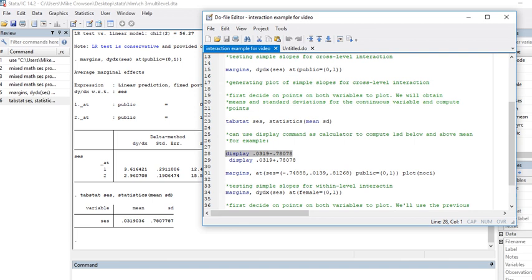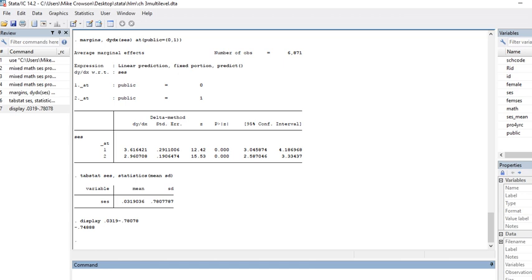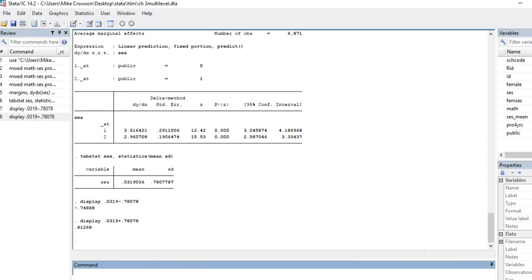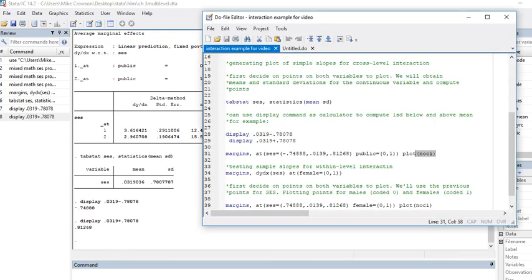So I'm just going to use the display command. I typed in this value right here and then minus this value right here, and this is going to get me the value at one standard deviation below the mean, which is negative 0.749. And then above, it's just putting a plus sign right here, which gives 0.81268.